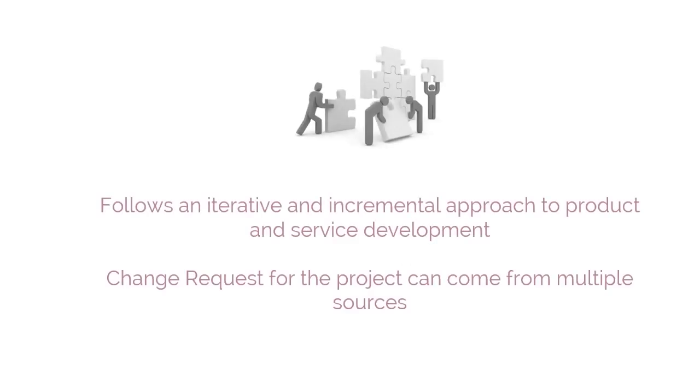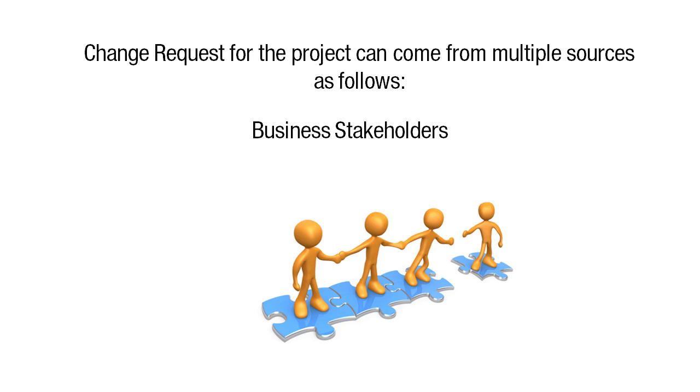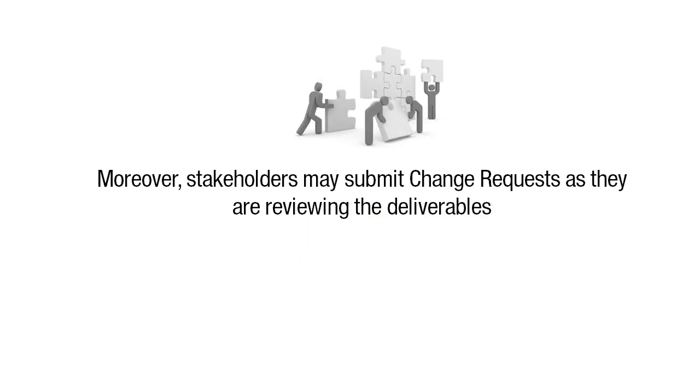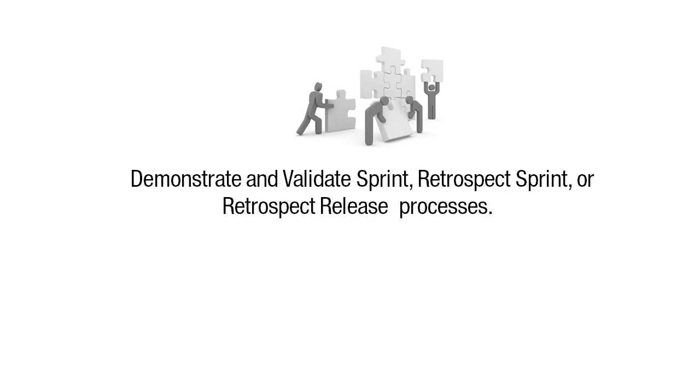Scrum follows an iterative and incremental approach to product and service development, making it possible to incorporate change at any step in the development process. As the product is developed, a change request for the project can come from multiple sources. Business stakeholders, particularly the sponsor, customers, and users, may submit change requests at any time throughout the project. Moreover, stakeholders may submit change requests as they are reviewing the deliverables during the Demonstrate and Validate Sprint, Retrospect Sprint, or Retrospect Release processes.